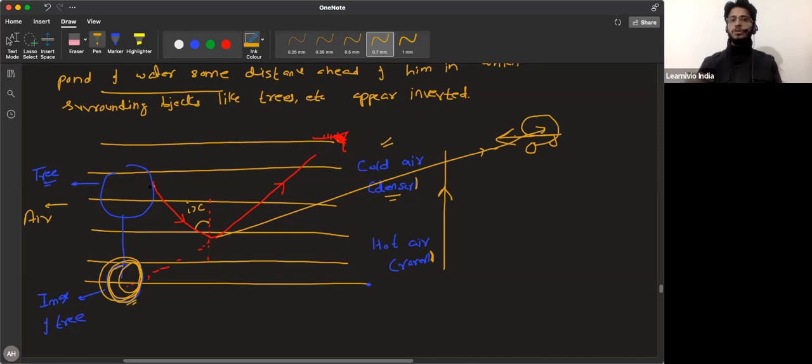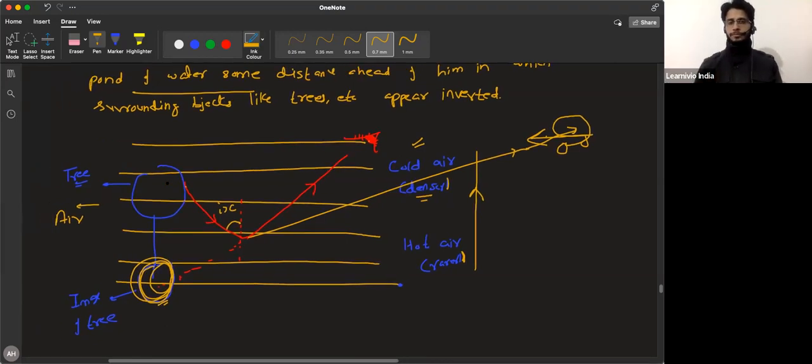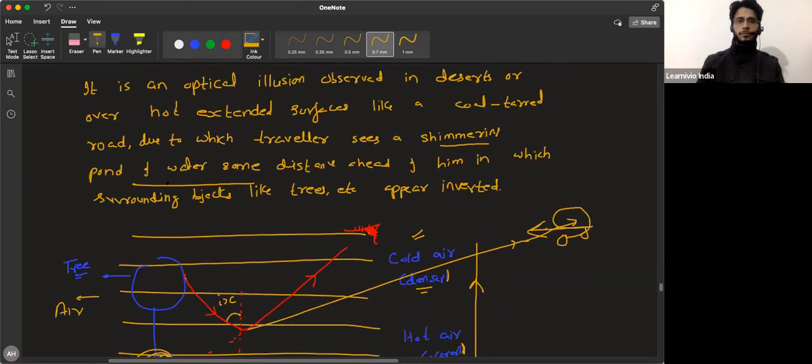This optical illusion is known as mirage. So mirage happens at a very, very high temperature. Is it clear, mirage? Yes, sir, it's clear. Please note it down.